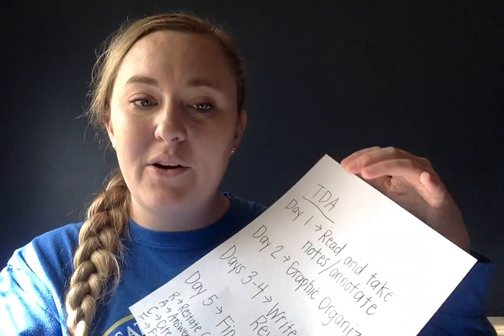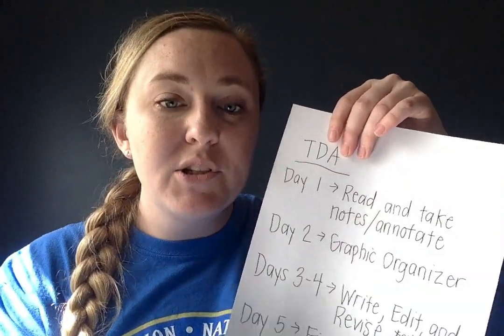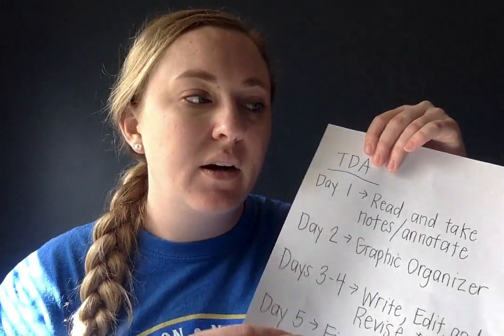Today for your TDA, all you're doing is just reading and taking notes. That's all you have to do today. Tomorrow you'll use your graphic organizer, the one that has the 6 boxes. Let's see. It looks like this. You'll be doing this tomorrow. You don't have to do this today. Today, all you have to do for the TDA is just read it and highlight, take some notes. And that is it for reading and writing.